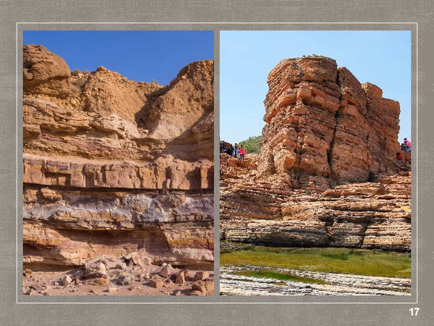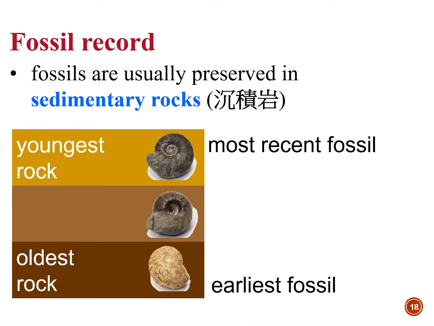In the pictures, you can see the characteristics of sedimentary rocks. The sedimentary rocks have different layers and different colors. And in different layers, you will be able to find the fossils of organisms which died in different ages. The fossils you can find on the very bottom, oldest rock are the earliest fossils.